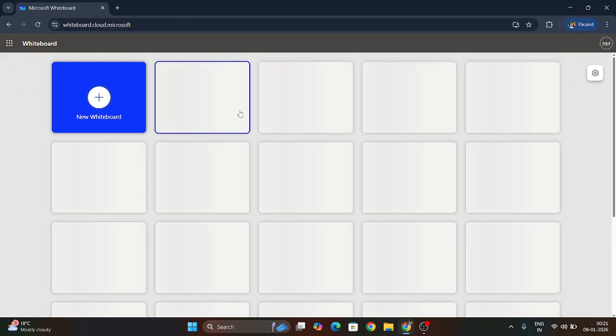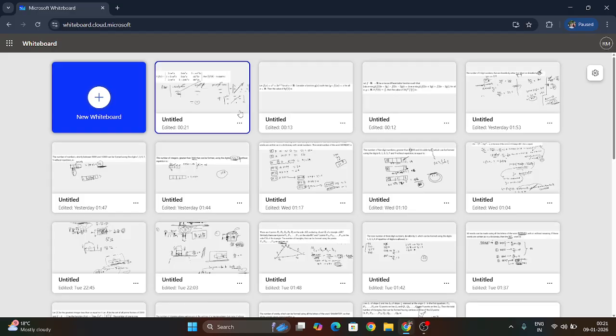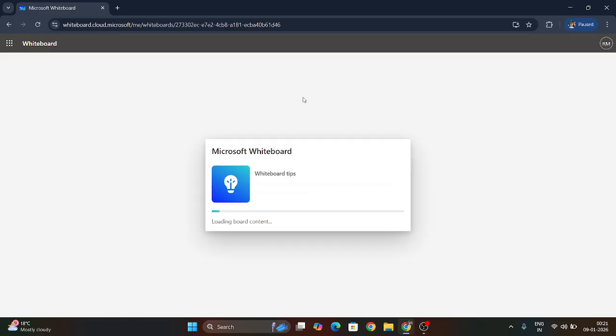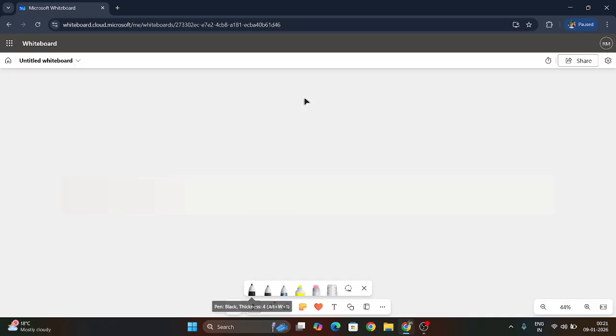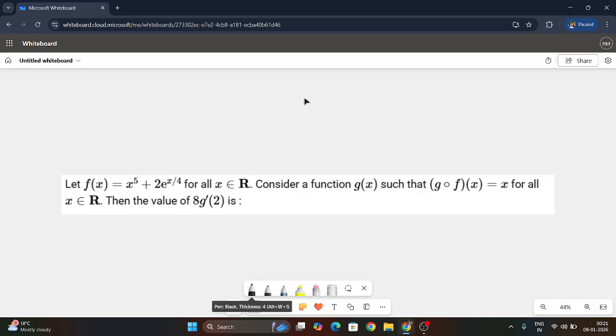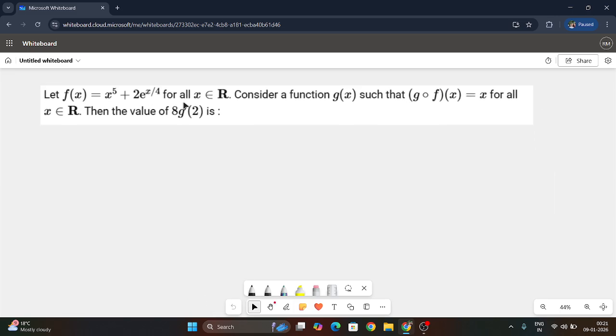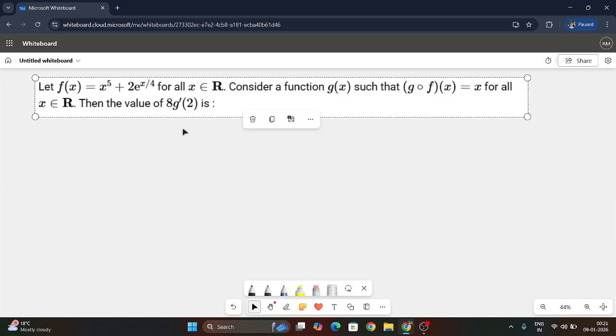Let's take one other problem, and that problem is going to be really fantastic. So let's try to understand some concept with the help of this problem. The problem is looking very simple, but you have to put in a little bit of effort. There's a particular concept for how to solve this kind of problem. f(x) is equal to x^5 + 2e^(x/4).